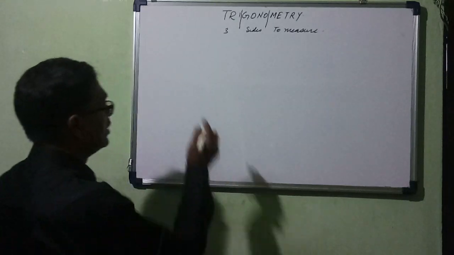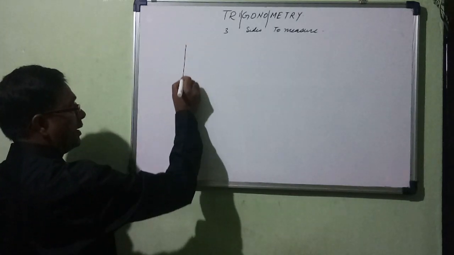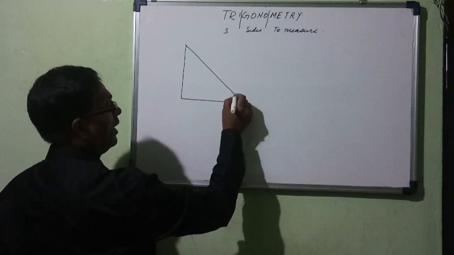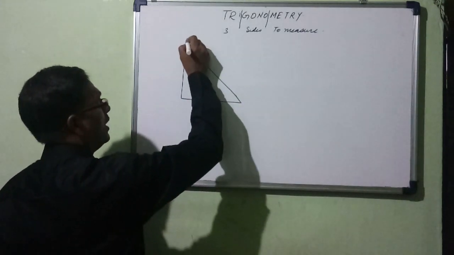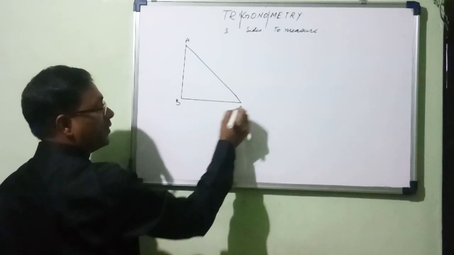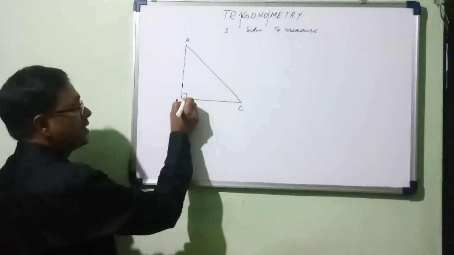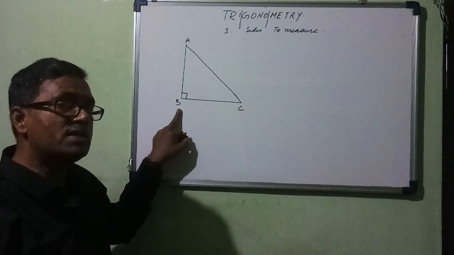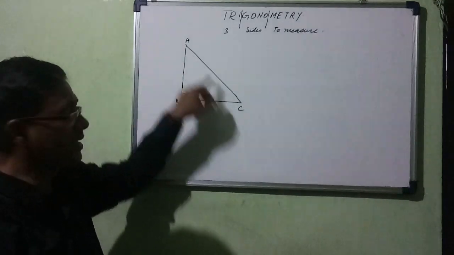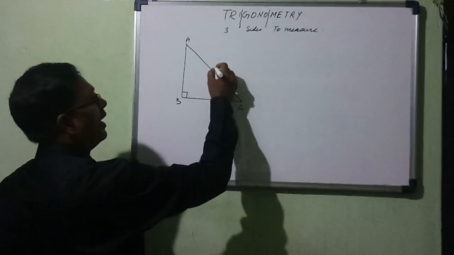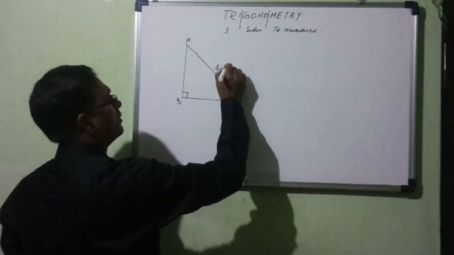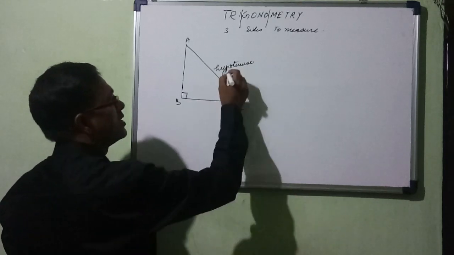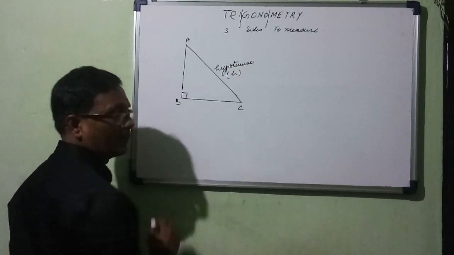And now I would like to discuss the right angle triangle, how to recognize the base, the perpendicular and the hypotenuse. As you are well aware, suppose ABC is a right angle triangle, right angle at B, then what is the largest side? AC, and hence it is called the hypotenuse. This is denoted as H.